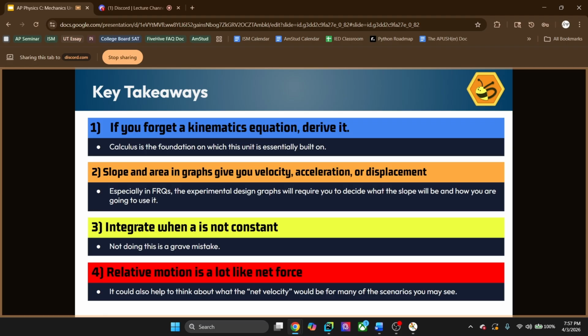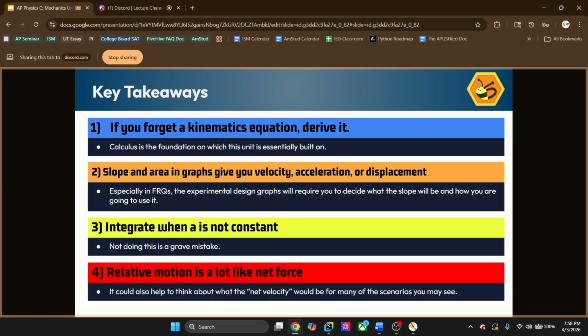Sometimes the slope isn't going to be very straightforward. If the slope is just the constant you're looking for, you can just find the slope of the graph. But a lot of times it'll be something like the constant you're trying to find divided by something. So you're going to have to multiply by the denominator to find what the slope is and what the constant you're looking for is. And once again, integrate when a is not constant. Not doing this is a grave mistake. Don't do this.